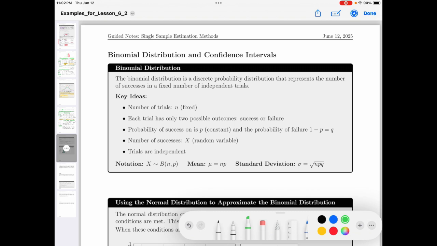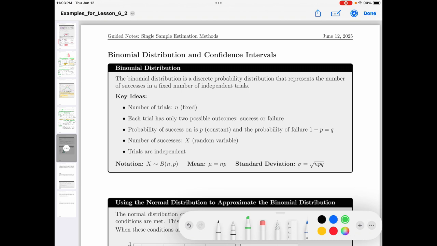So, in order for the sample size to be big enough to approximate the binomial distribution with the normal distribution, we need our sample size times the probability of success and the sample size times the probability of failure. Both of those two products need to be equal to or greater than 5.